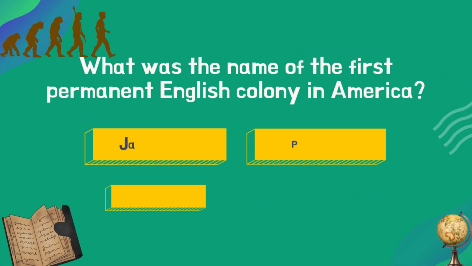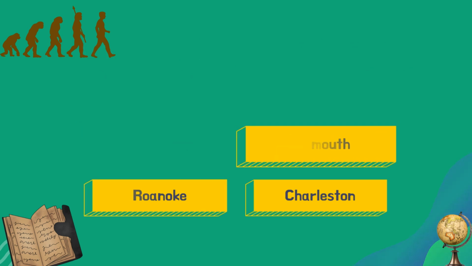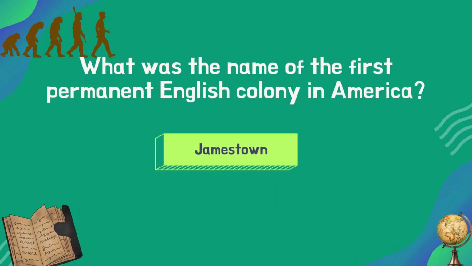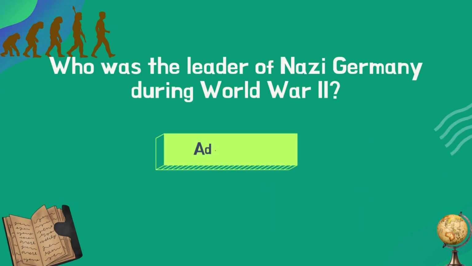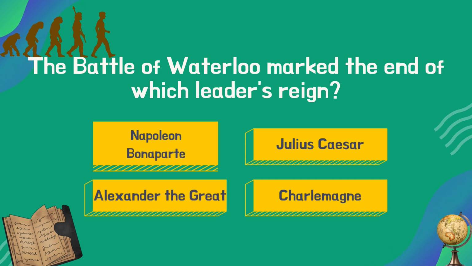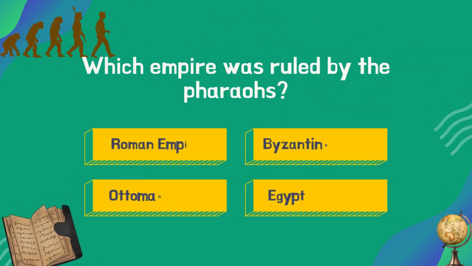What was the name of the first permanent English colony in America? Who was the leader of Nazi Germany during World War II? The Battle of Waterloo marked the end of which leader's reign? Which empire was ruled by the pharaohs?